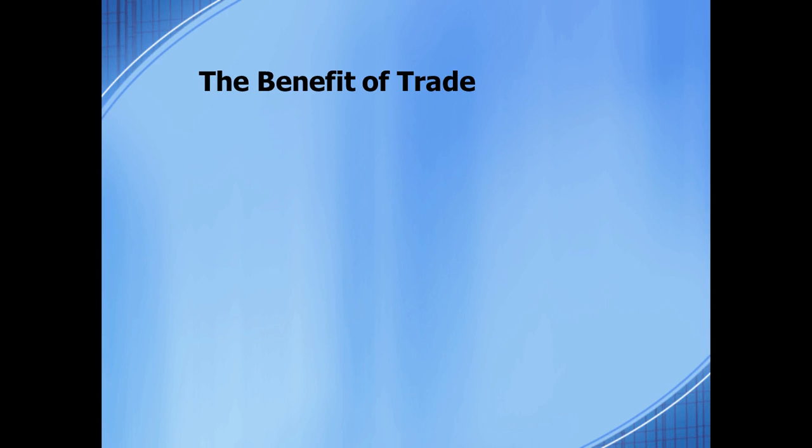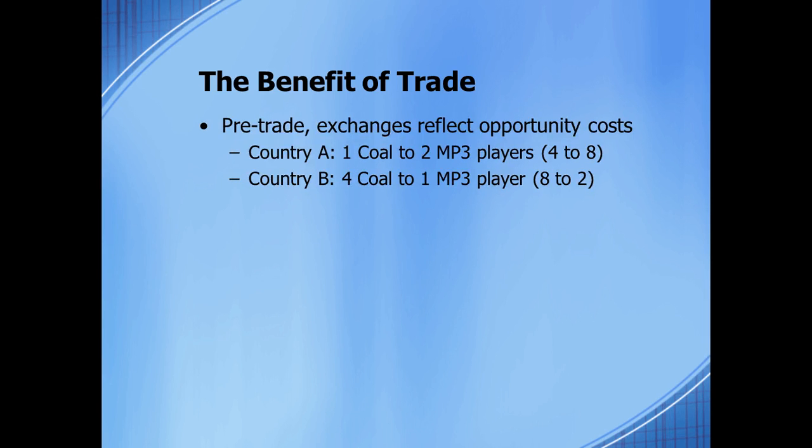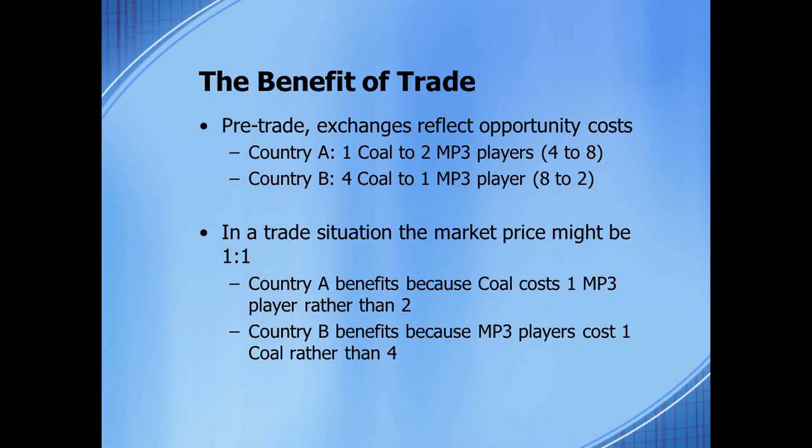So if we start by thinking then of the benefit of trade, and we're looking here specifically bilaterally at these two countries, country A and country B. If we think about the pre-trade exchanges to reflect the opportunity costs, our costs are very much determined by these opportunity costs we face. So country A, 1 unit of coal to 2 MP3 players, and country B, 4 units of coal to 1 unit of MP3 players. So in a trade situation, the market price may actually be 1 to 1, for example.